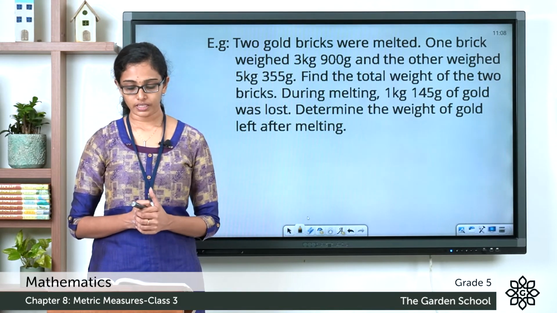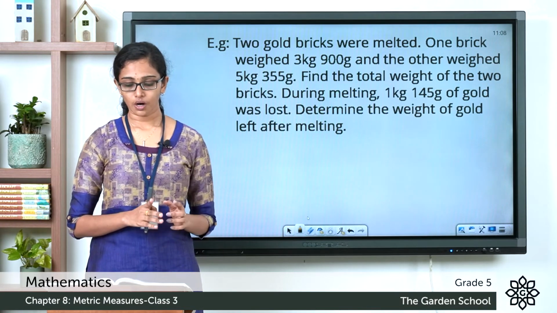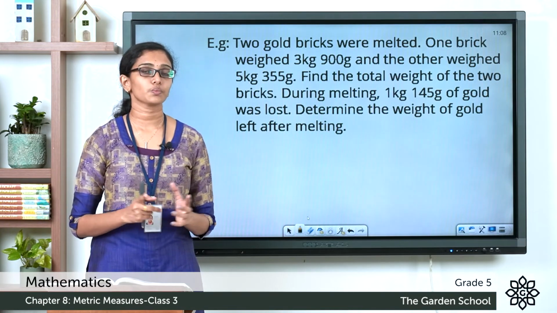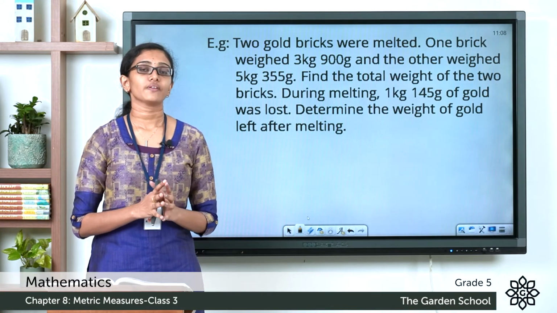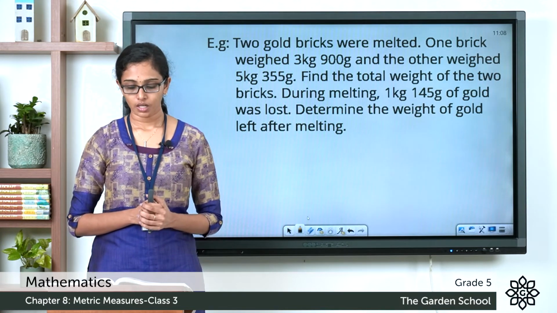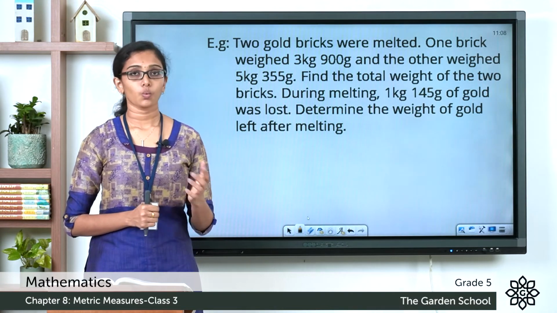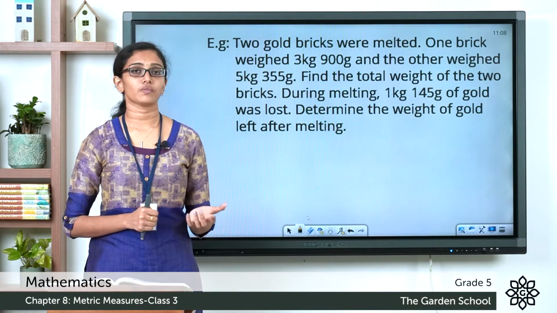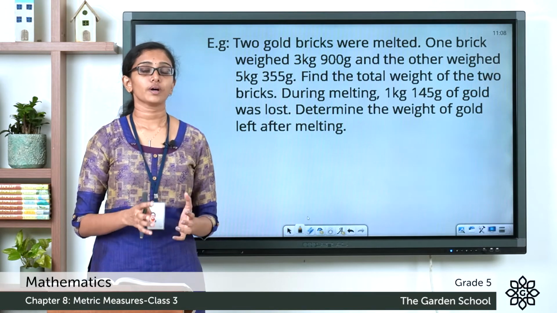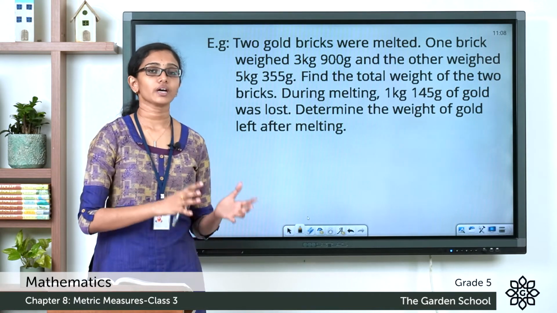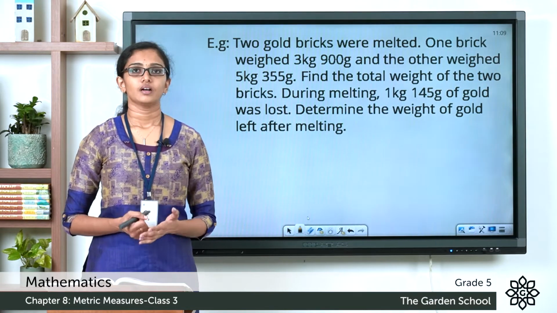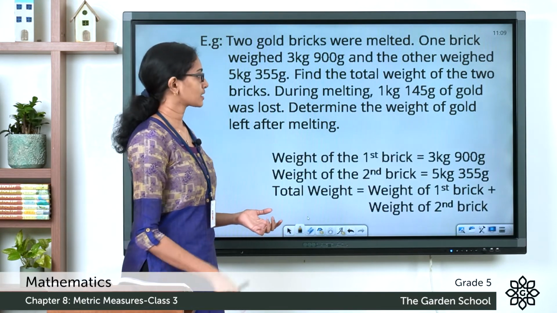So what is given in the question? You are given the weights of two gold bricks. These two gold bricks were melted and you have to find out the combined weight of these melted gold bricks. Also, it is said that 1 kilogram 145 gram of gold was lost during melting. So you also have to find out the weight of gold left after this amount of gold was lost. Now let's see the steps from the data given in the question.